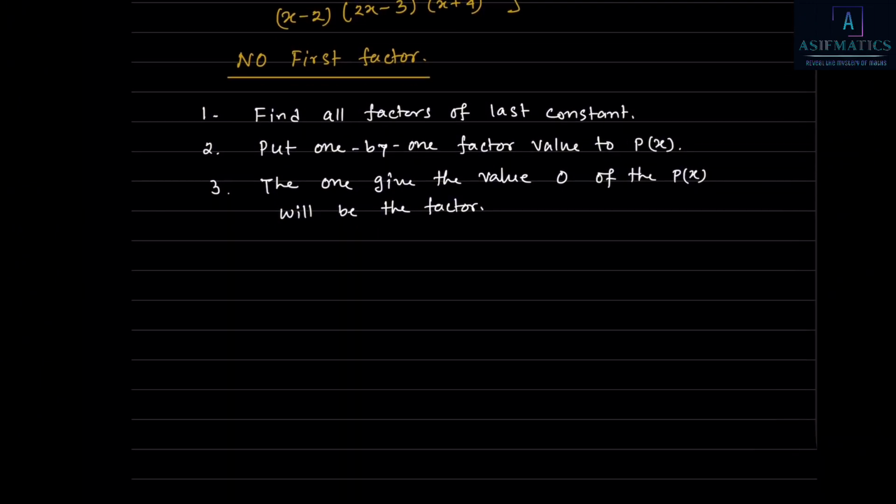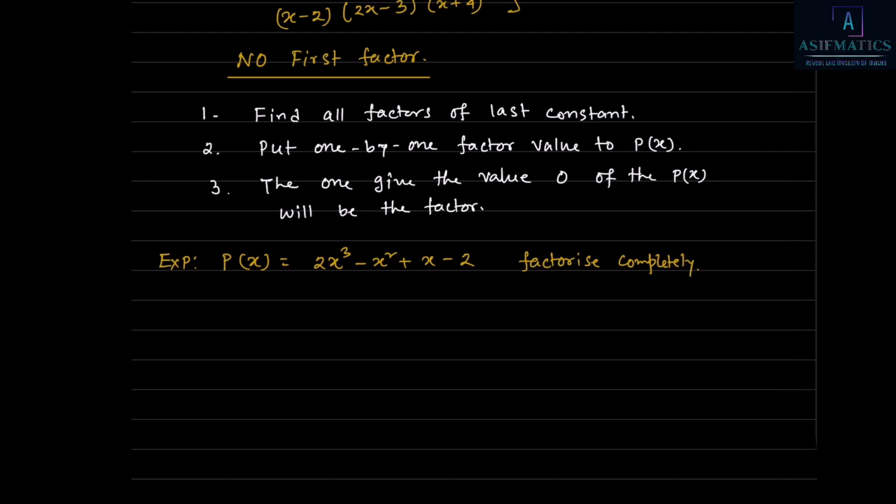So we have a polynomial p of x equals 2x cube minus x square plus x minus 2. This is one polynomial, and the question says factorize completely. So no first factor or any factor is given, it just says factorize completely. This is our other example.